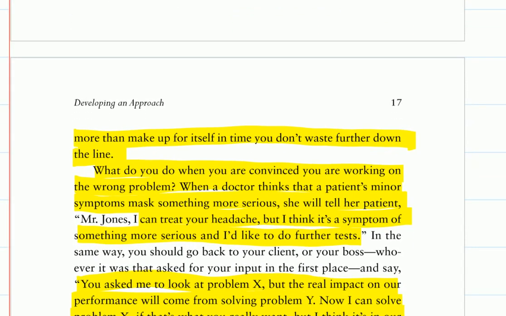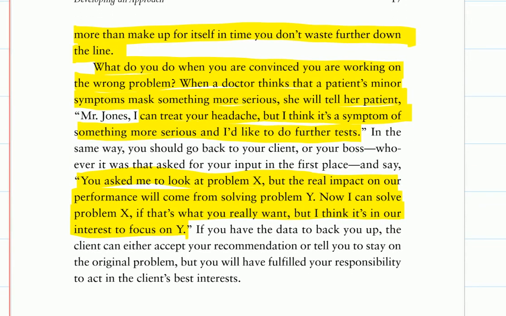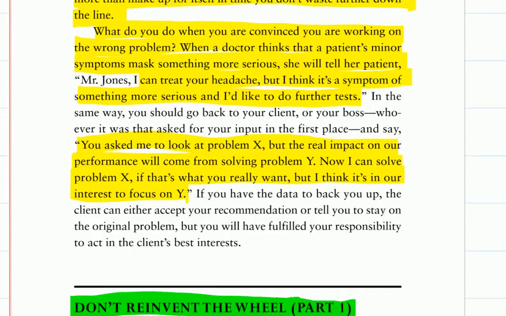What do you do when you're convinced that you're working on the wrong problem? So if you know that you're working on the wrong problem, what are you supposed to do? When a doctor thinks that his patient's minor symptoms may mask something more sinister, something more serious, he will tell his patient, I can treat your headache, but I think it's a symptom of something else, and it will be more beneficial to you if I do more tests and find out what the actual problem is. So similarly, you should tell your client, Mr. Client, you asked me to look at problem X, but the real impact on your performance will come if we solve problem Y. Now, if you want, I can solve problem X and go away, but I think it's in the interest of your business if I focus on Y.